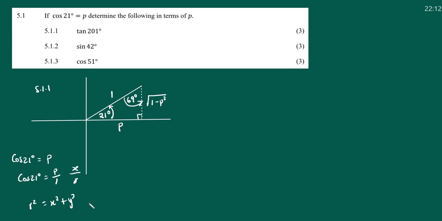x squared plus y squared, Pythagoras. Then now r is what? You don't know r. Oh, r is 1. And then we said x is p. You're looking for y. So you're gonna have 1 minus p squared is equal to y squared. So your y is going to be the root of 1 minus p squared. You don't have to put plus or minus because in these types of problems, where you are given the angle, they are always in the first quadrant.